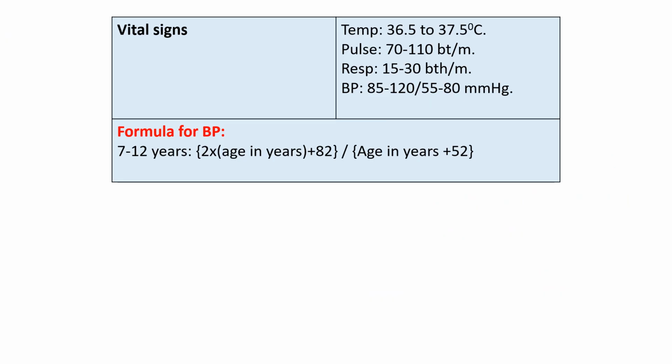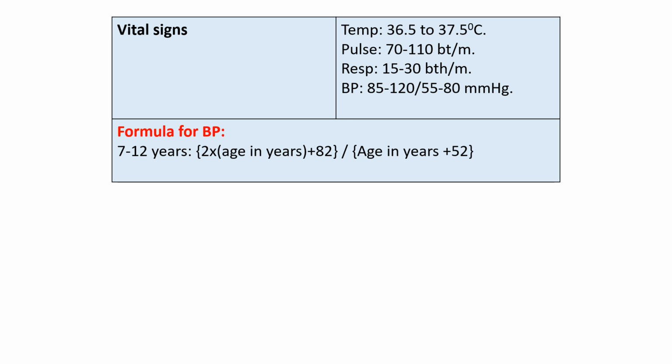First, we will be seeing the vital signs. Temperature 36.5 to 37.5 degrees Celsius, pulse 70 to 110 beats per minute, respiration 15 to 30 breaths per minute, BP 85 to 120 by 55 to 80 mm of Hg.